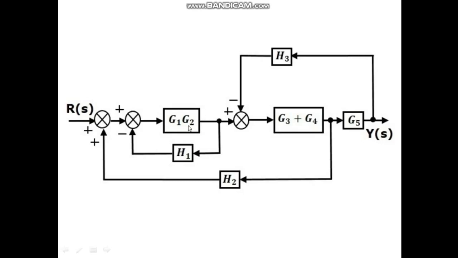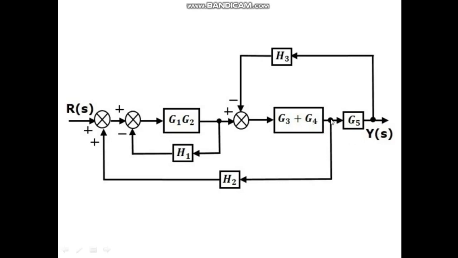So this will be G1 G2 divided by 1 plus, because this H1 is minus, so it will be G1 G2 divided by 1 plus G1 G2 into H1. After this, if you see this particular representation, you can find that there is one takeoff point between this block and this block. So if you want to take G3 plus G4 and G5 in series, you have to move this takeoff point to the right hand side of G5.